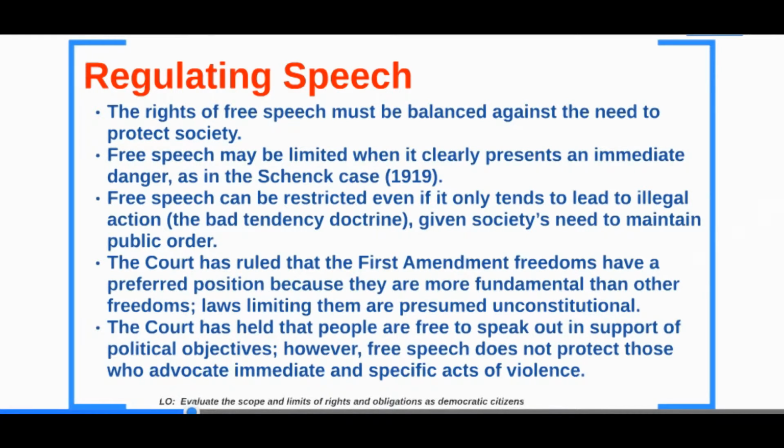The court has held that people are free to speak out in support of political objectives. However, free speech does not protect those who advocate immediate and specific acts of violence.